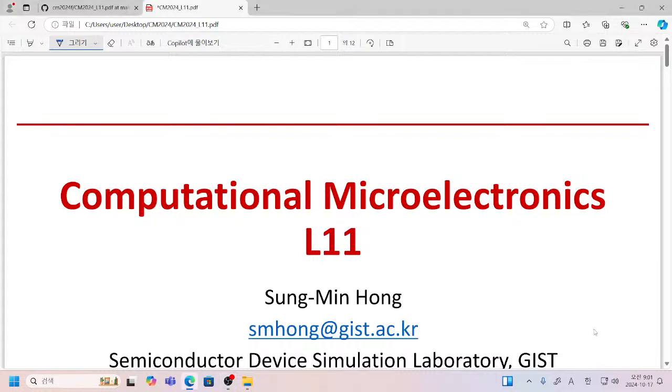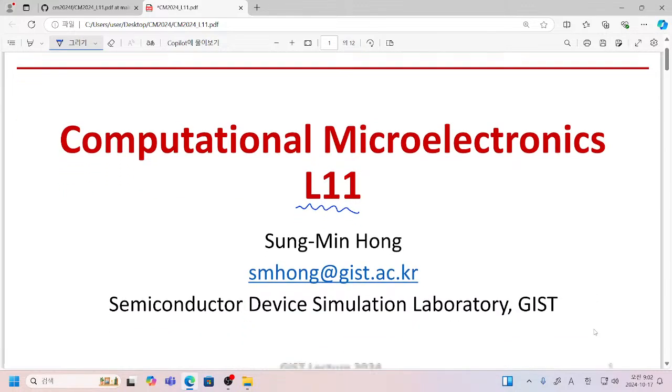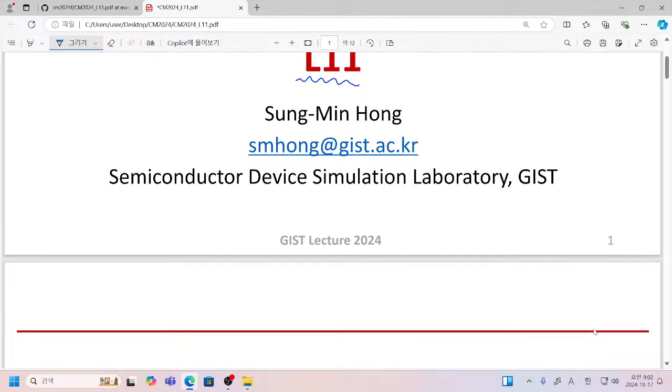Okay, so this is lecture 11 of our semester. So, lecture 11. We are currently working with two-dimensional or three-dimensional.